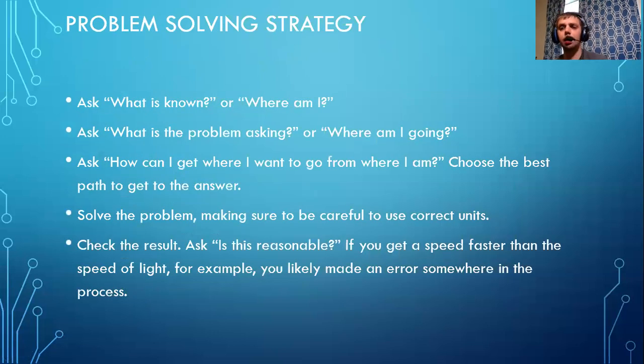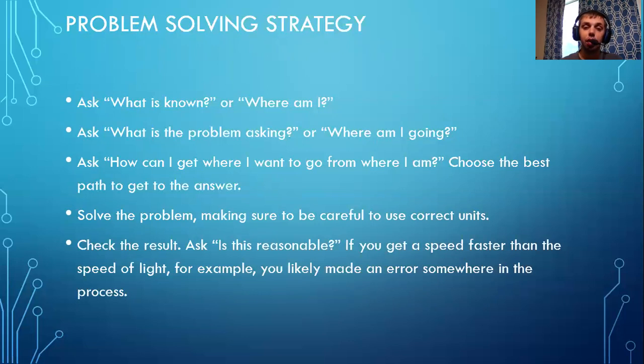Okay, so in chemistry and just in life in general, here's a good problem-solving strategy. When you start a problem, you should ask, what is known? Or, where am I? So you can look at what the problem gives you. And then you ask, where am I going? Or what is the problem asking? So where do you want to go? And then you say, how can I get where I want to go from where I am? Look at all the different paths that could get you there and then choose the best one, or the easiest one if you prefer.